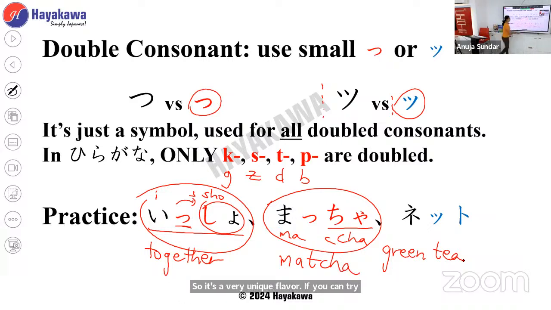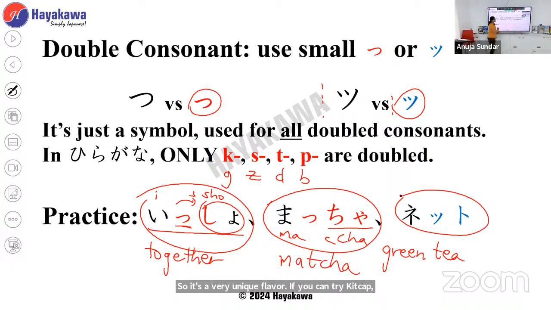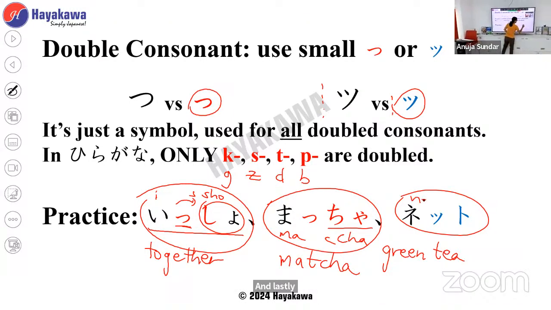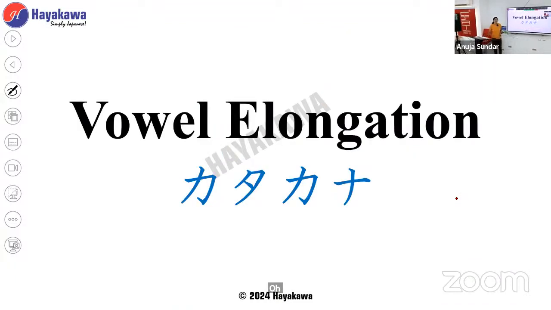Also, and lastly, netto. Yes, like internet, right? The net. Great. So we're okay with consonants.